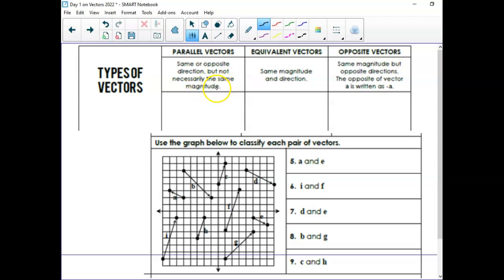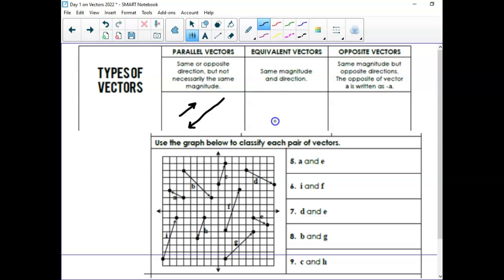Parallel vectors are two vectors that have the same or opposite direction, but not necessarily the same magnitude. So basically they have the same slope, so they're parallel. It could be like this, and one could be like this, but they have the same tilt, but one can be longer than the other and going in the opposite direction. Does that make sense? Parallel.